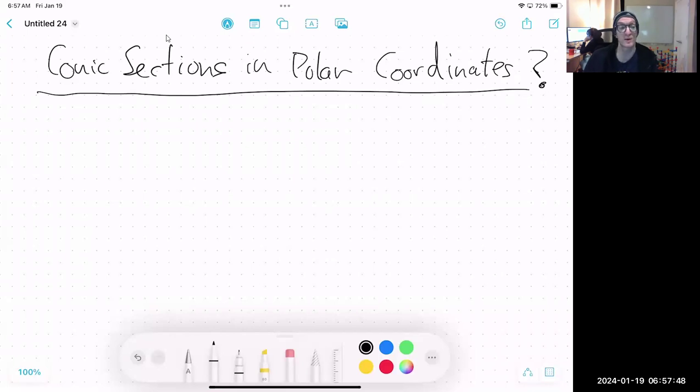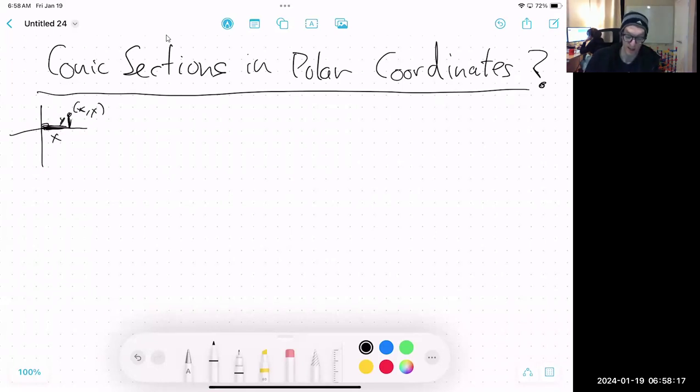What are polar coordinates? Well, they're an alternative way of doing coordinate geometry. So in normal coordinate geometry that you learn in middle school, you have some sort of point x comma y, and that point tells you how far you go over along the x-axis, and how far you go up along the y-axis.